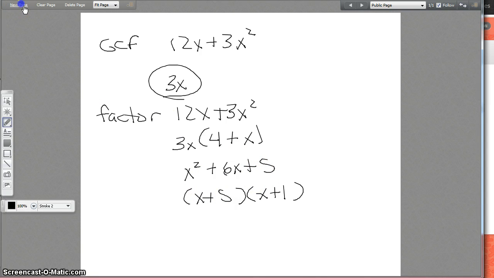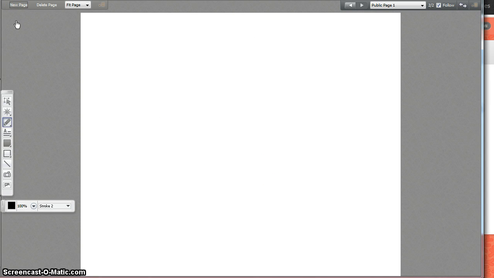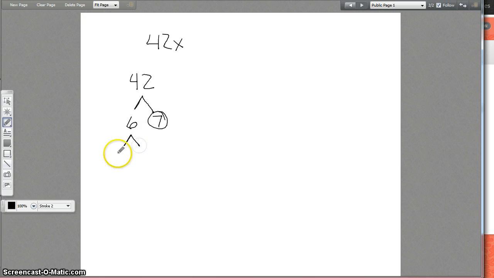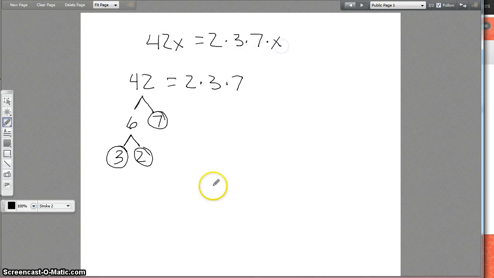The other thing I noticed on the homeworks, especially from lesson 3, there were questions where it asked you to give the prime factorization of numbers. So if, for instance, you had 42x and you need to break that down into prime factors, well, 42 can be broken down into 6 times 7. 7 is a prime number, so you can go ahead and circle that. You can't break that down any further. But 6 can be broken down further. 6 can be broken down into 3 times 2. Both of those are prime numbers. So 42 would be written as 2 times 3 times 7. So to write 42x, we would write 2 times 3 times 7 times x.